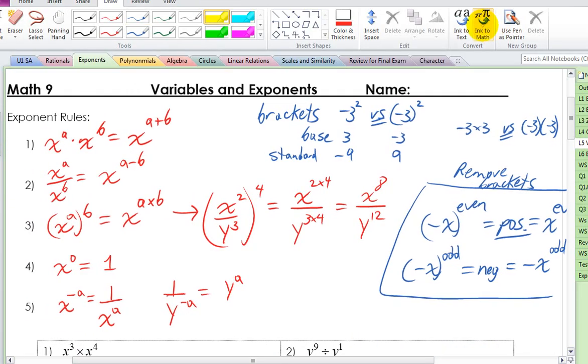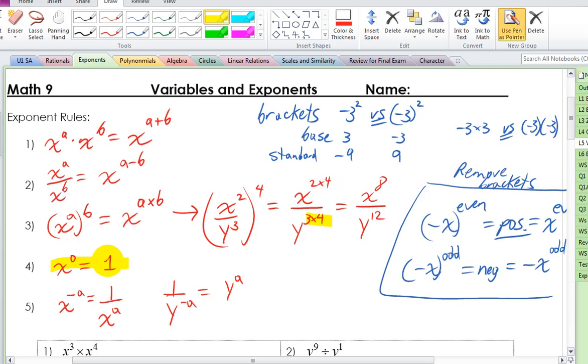Okay, so real quick, just to review, when you're multiplying the same base of x, add your exponents. Dividing the same base, subtract your exponents. When you have a power to a power, you multiply your exponents. And specifically watch your fractions. So both the top and the bottom exponents are multiplied.